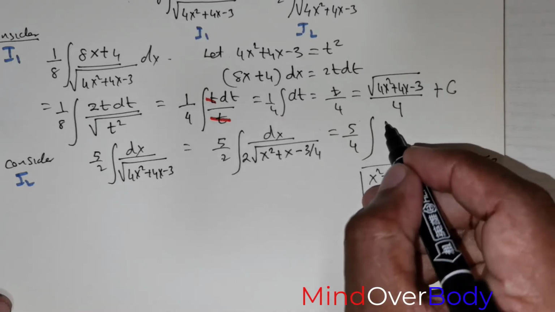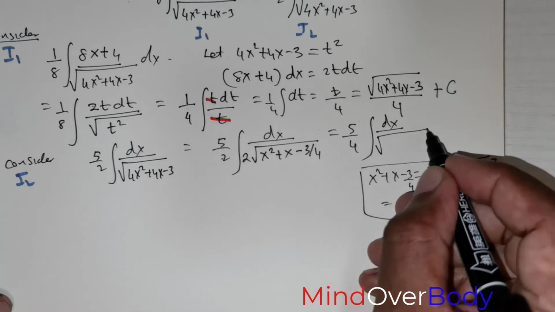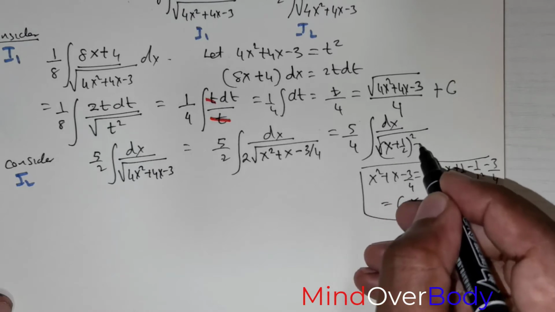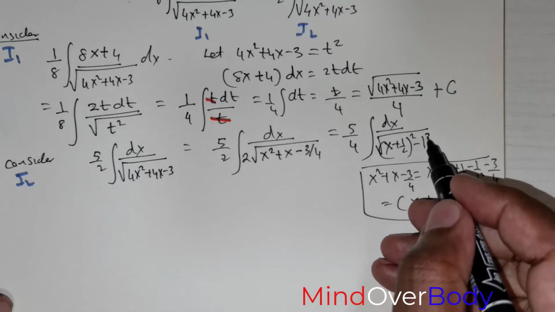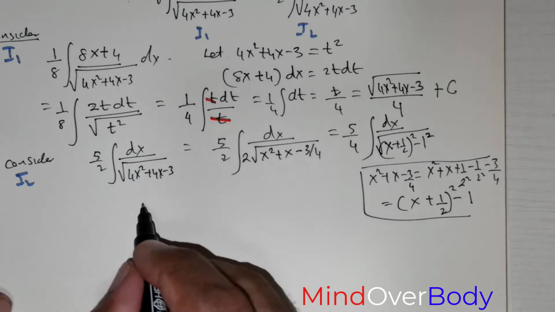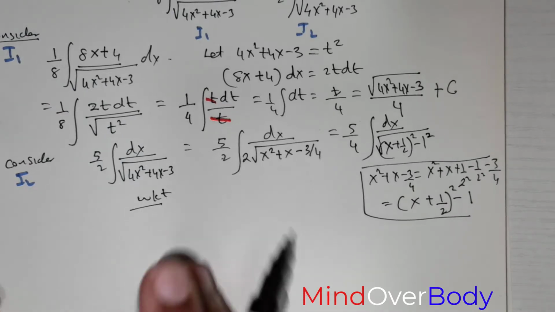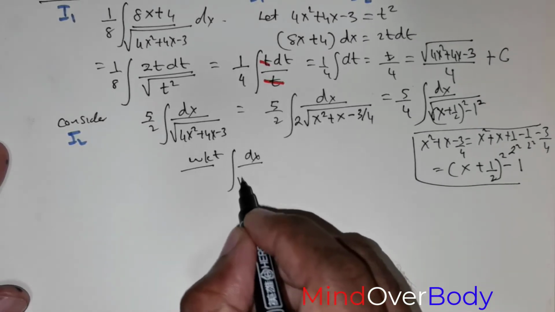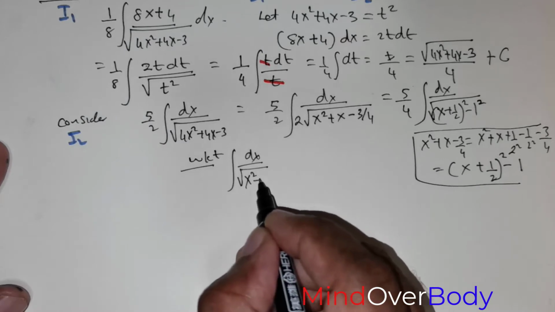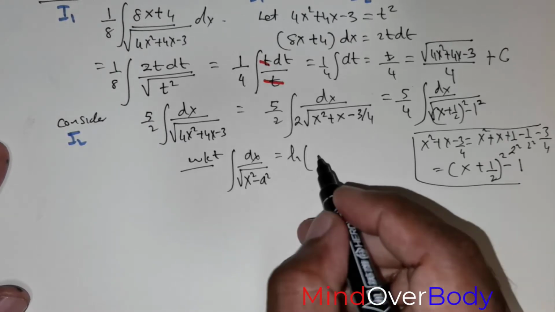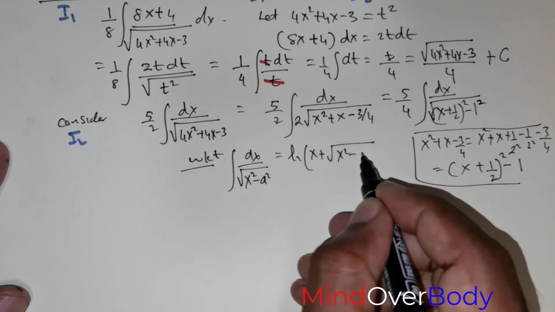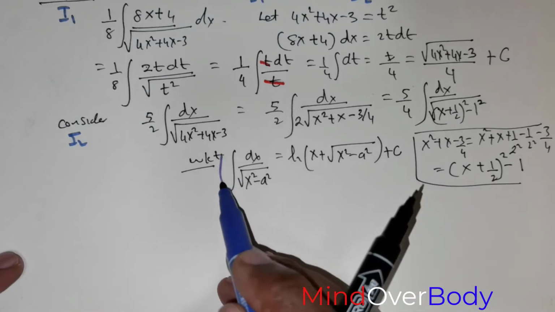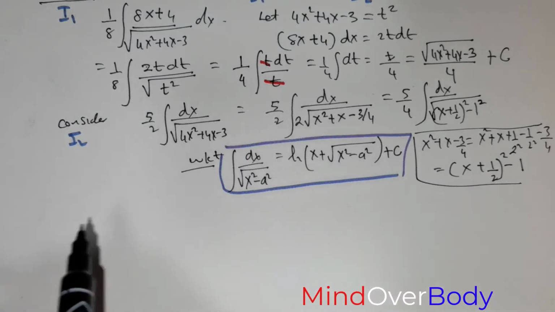So that's going to be integral dx over root of (x + 1/2)² − 1. Instead of writing 1, I would write it as 1 squared. Now we know a formula. What do we know? We know that integral dx over root of x² − a² is equal to ln of x + root of x² − a² + arbitrary constant c. So I would be using this formula over here.